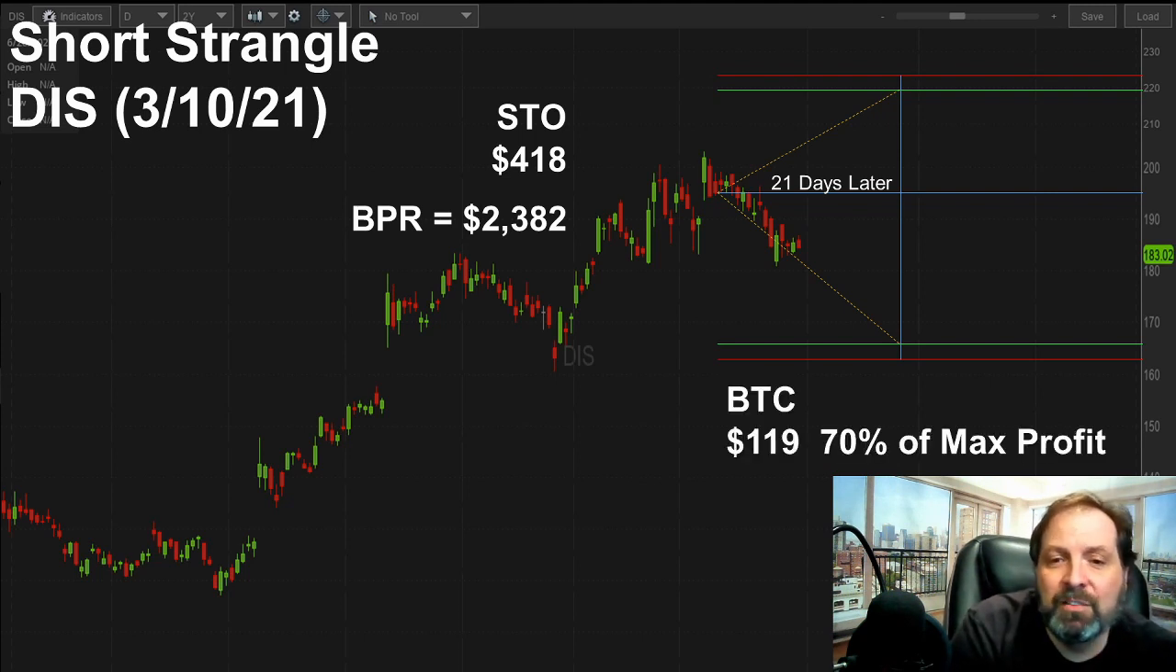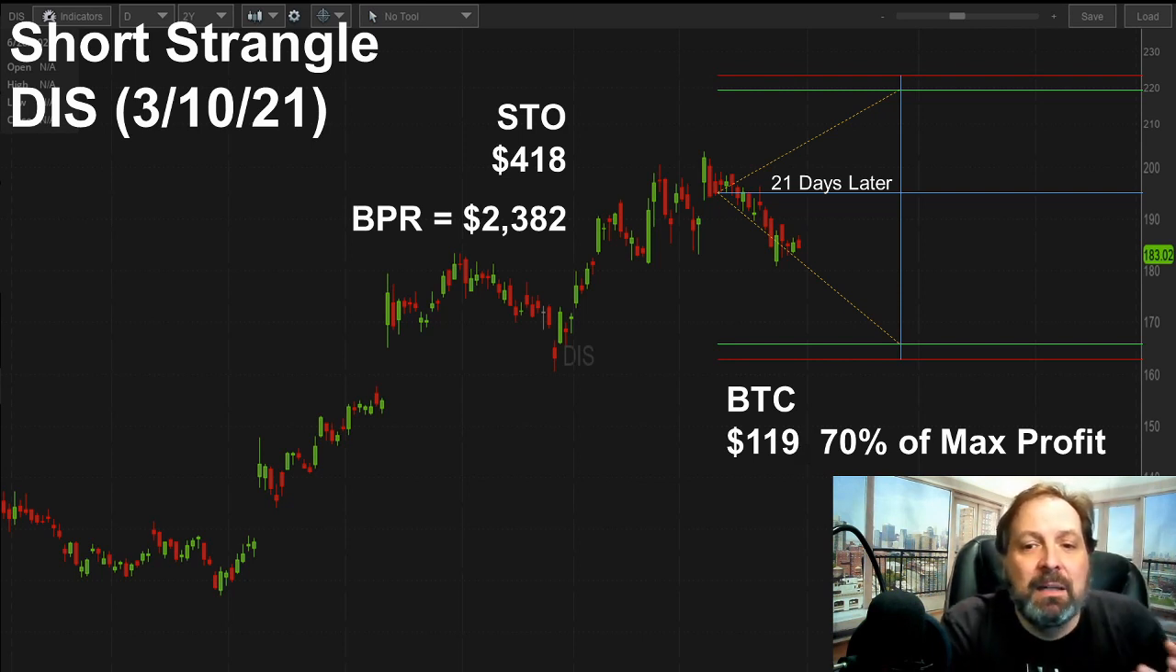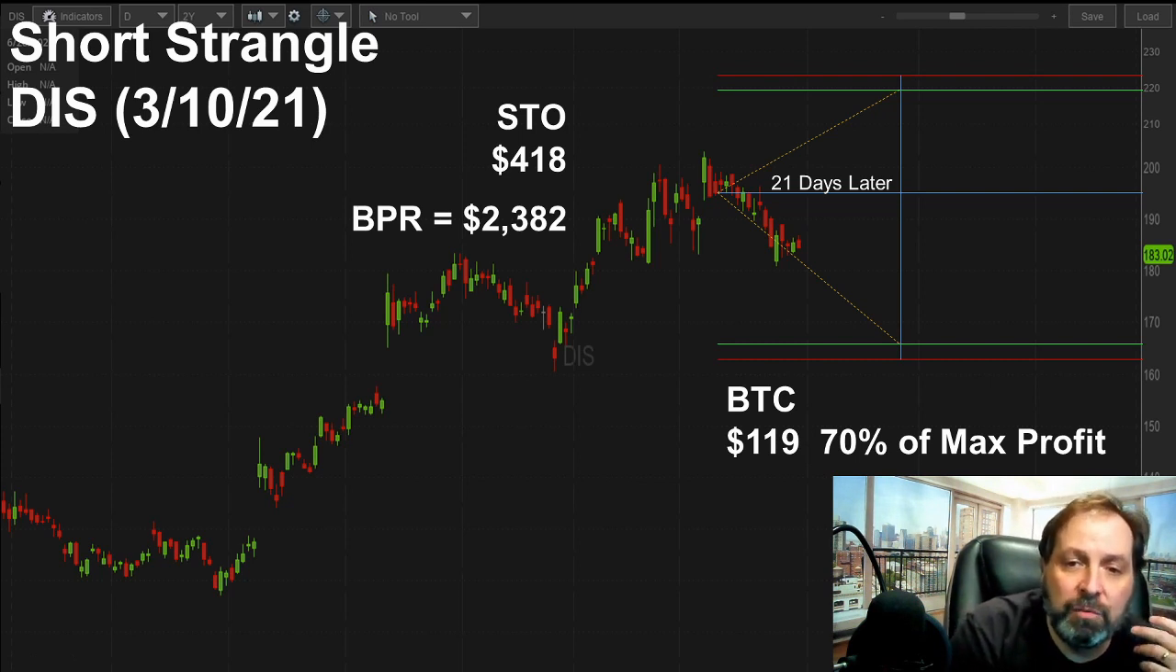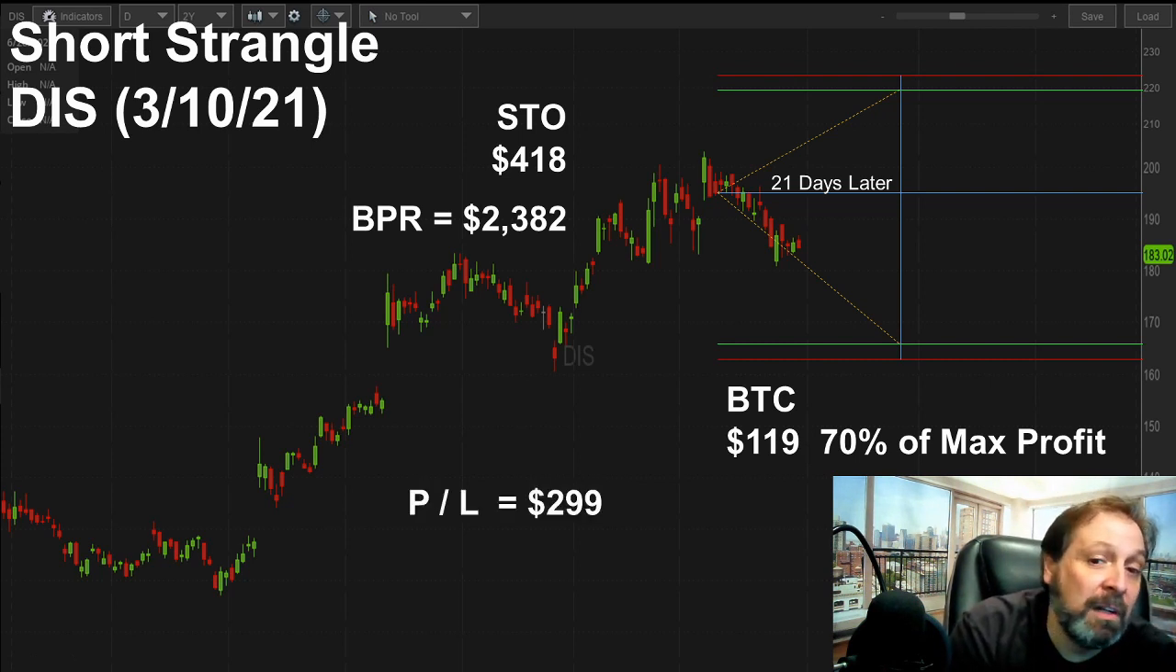So 21 days go by and I bought to close the strangle for $119. Now keep in mind, I sold to open for $418 and I bought to close for $119. That means I was paid 70% of my max profit potential for this trade. So my profit and loss in this example was $299. That's excluding my commissions, which was like $2.